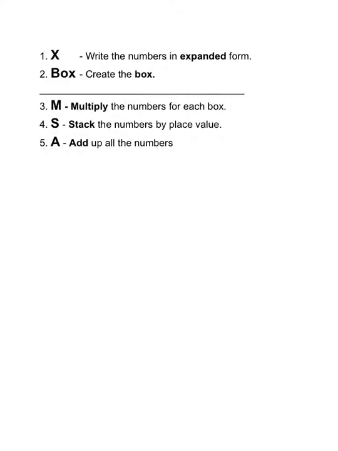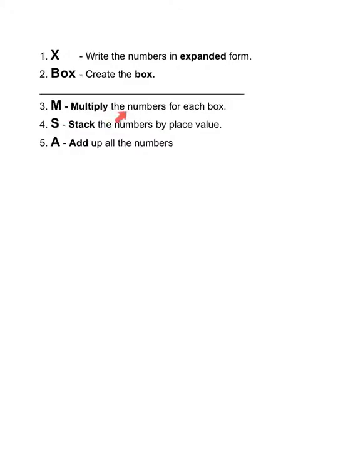So here is an introduction on how to multiply 2-digit by 2-digit numbers using the box method. There are 5 steps to this method. The first one is X, number 2 is box, then you have MSA. X stands for write the numbers in expanded form. Box stands for create the box. Both of those 2 steps comprise the setup.